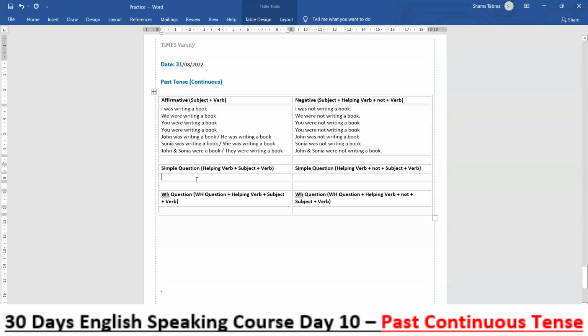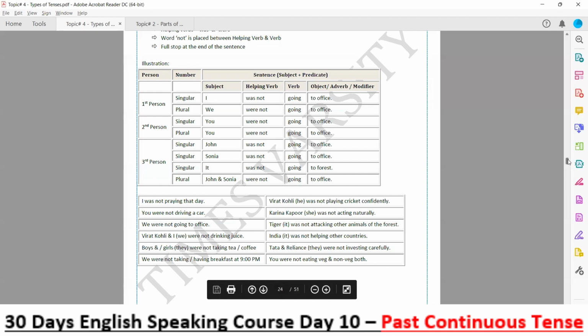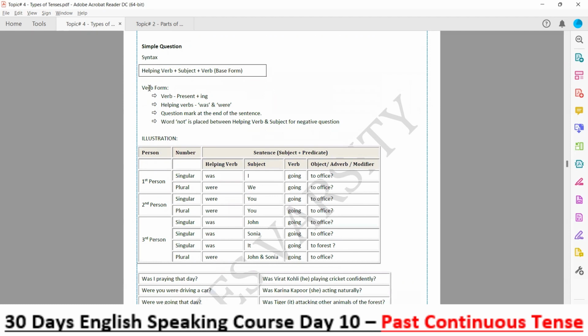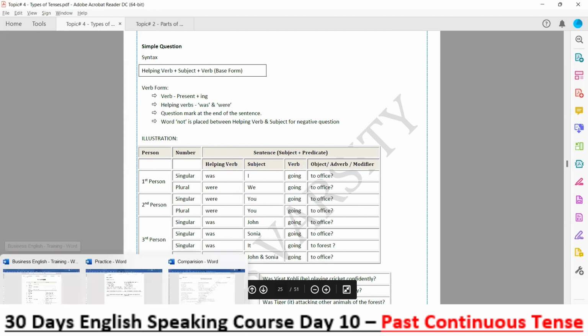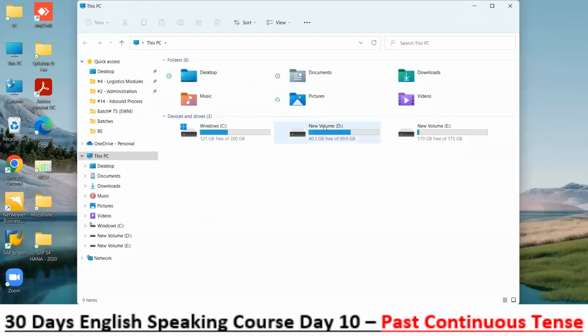Let's make a simple question in past continuous. In a simple question, as usual, the sentence starts with a helping verb, then subject and verb. And of course, here the ing form of the verb is used. Let me correct it here itself.